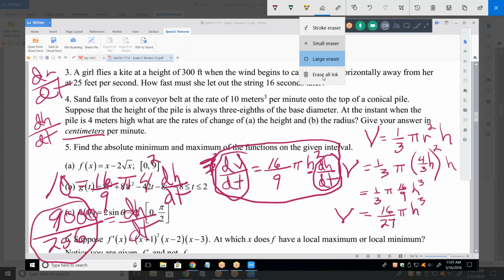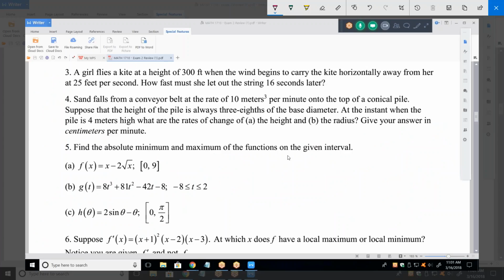Let me take a look at this next problem here. That's cruel, to give your answers in centimeters per minute. I mean, it's not like the problem wasn't tough enough already.